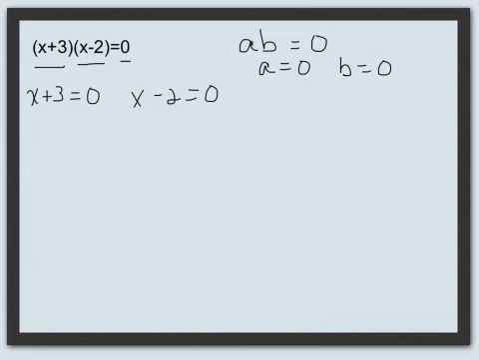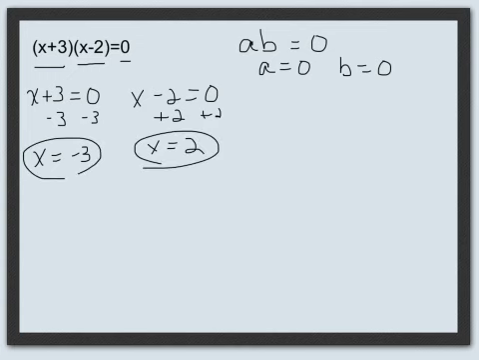Now, for the first one, in the case of x plus 3 equals 0, what does that tell you about x? Well, if I subtract 3 from both sides, I'll see that x equals negative 3. For the second equation, if x minus 2 equals 0, if I add 2 to both sides, that means that x equals 2.